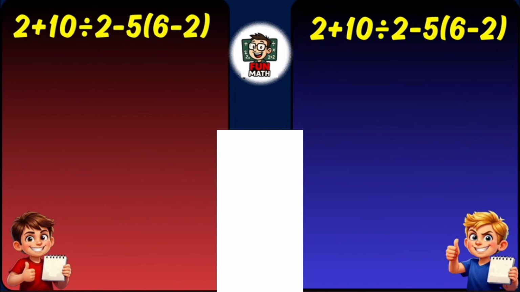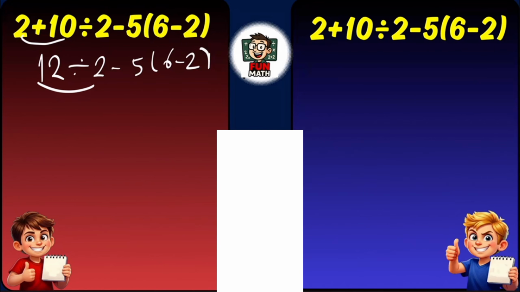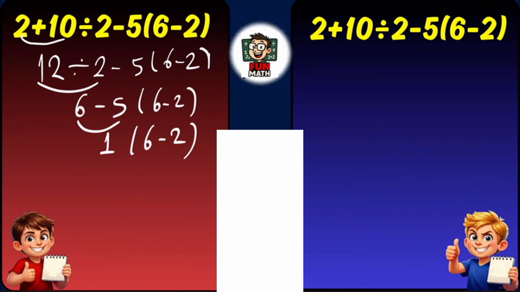First addition, 2 plus 10 equals 12. Now division, 12 divided by 2 equals 6. Now subtraction, 6 minus 5 equals 1. Parenthesis, 6 minus 2 equals 4. Finally, multiplication, 1 times 4 equals 4.